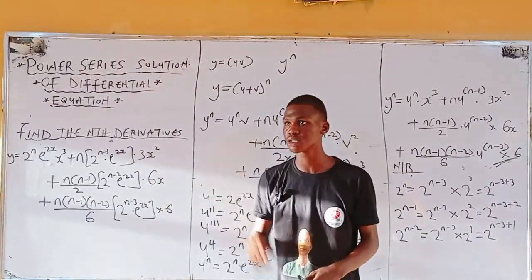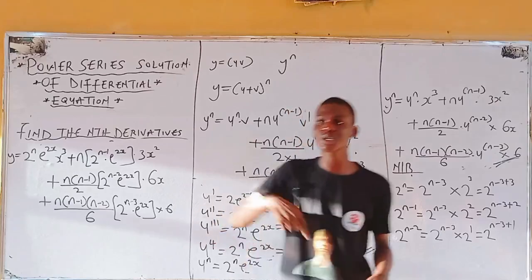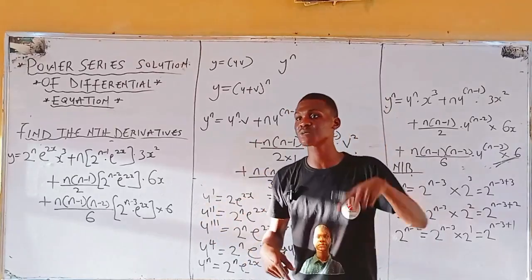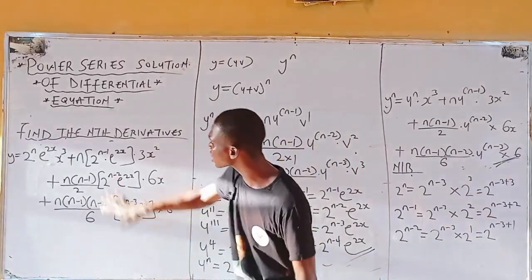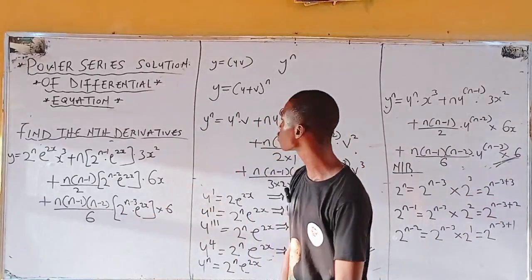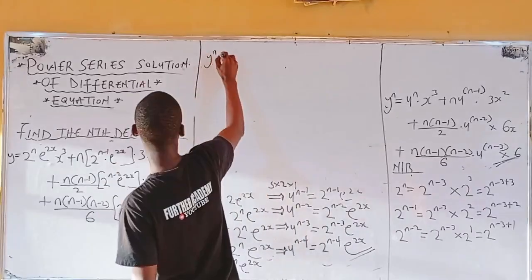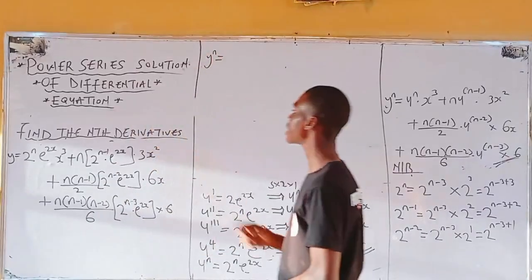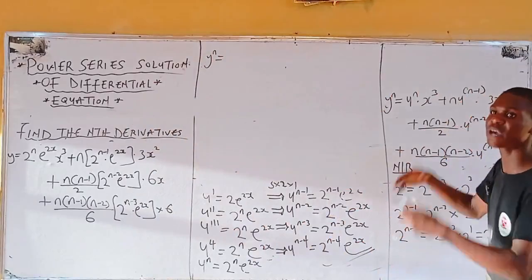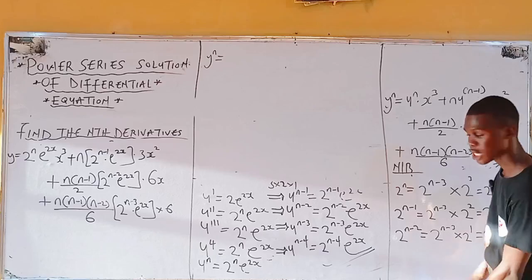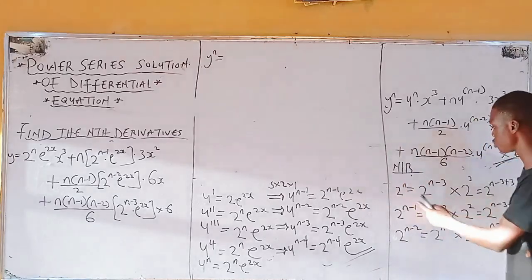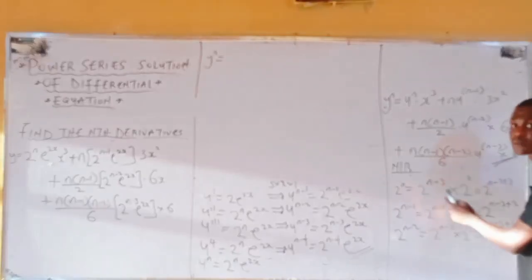And what is the power in this case? 2 raised power of n minus 3. So it means that I can factor out both exponential 2x and 2 raised power of n minus 3, right? So with this substitution, it becomes what? I'm having y raised power of n is equals to, in this case, we've expressed 2 raised power of n as 2 raised power of n minus 3 times 2 raised power of 3. Anywhere I see 2 raised power of n, what do I substitute? 2 raised power of n minus 3 times 2 raised power of 3.